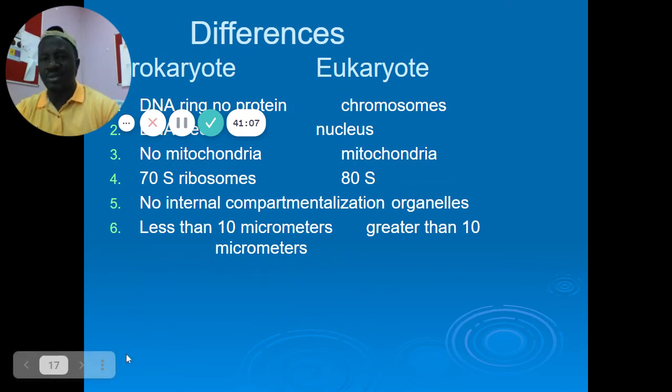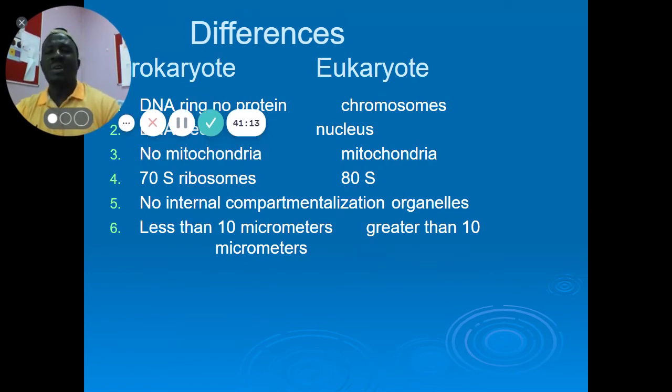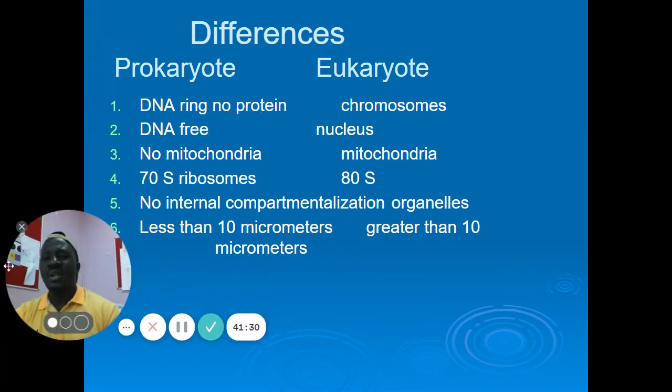So what makes them different? We shall see this again in the upcoming video where we are going to be talking about eukaryotes. So prokaryotes, their DNA ring has no protein. Whereas in eukaryotes, their DNA has chromosomes, and that means it has proteins. Then in prokaryotes, the DNA is free. In eukaryotes, the DNA is in the nucleus. In prokaryotes, no mitochondrion. In eukaryotes, they have a mitochondrion, which is a double membrane organelle. So this one lacks double membrane organelles. This one has double membrane organelles.